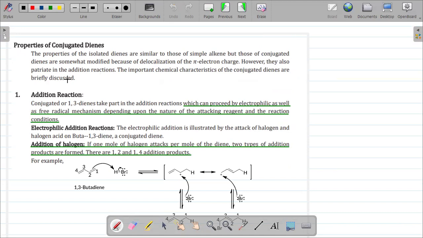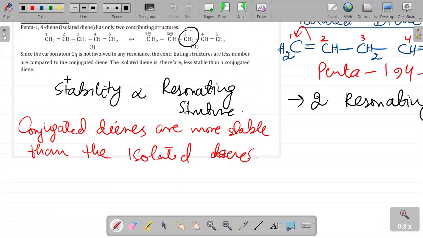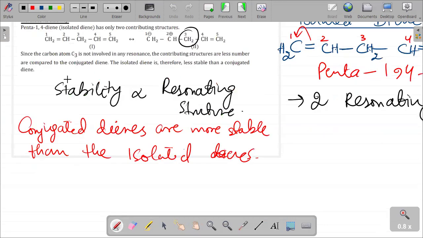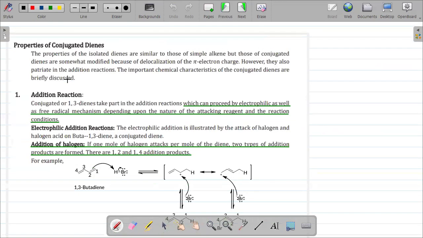So today we discussed the stability as well as the classes of the dienes, and we also introduced the basic concept of the dienes. In the next lecture we will start from the properties of the conjugated dienes, and we will discuss this conjugated diene in detail, like what are their properties and what are the reactions followed by the conjugated diene, right?